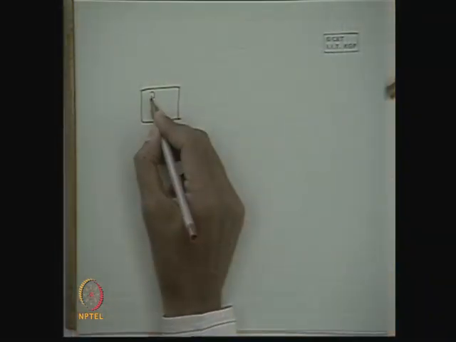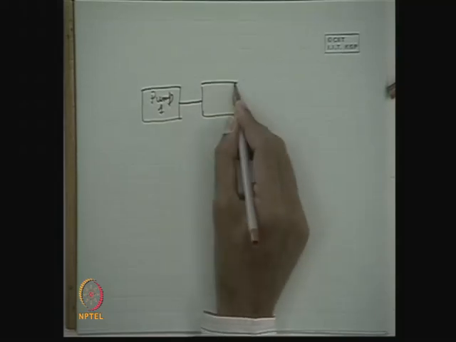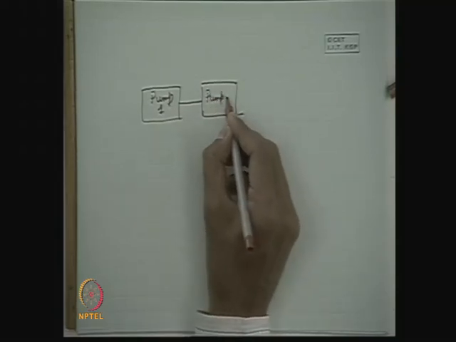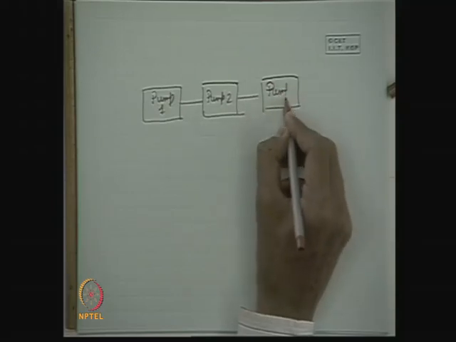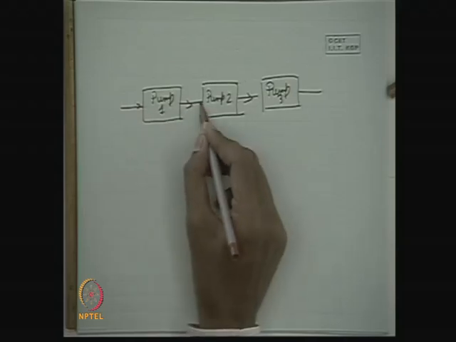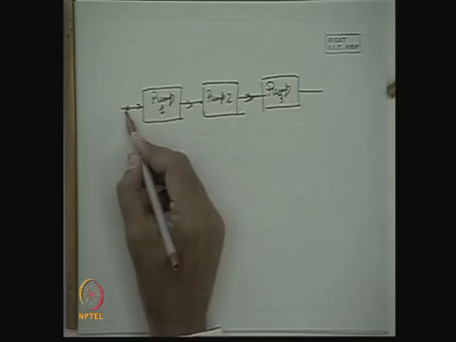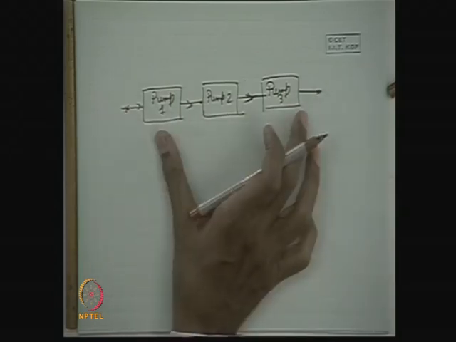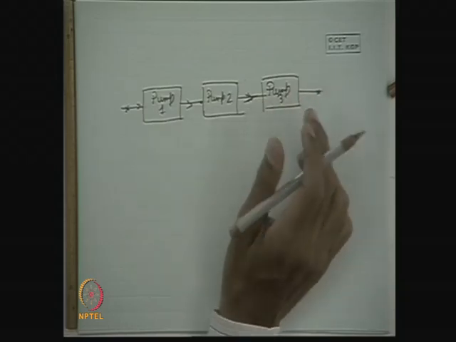You can see here pumps in series: if you have a number of pumps, pump 1, pump 2, pump 3, they are geometrically connected in series like this. That means the discharge from one pump is connected to the inlet of the other pump and so on. So if we consider the total head developed across the system of multiple pumps, it is the sum of the heads developed by the individual pumps.